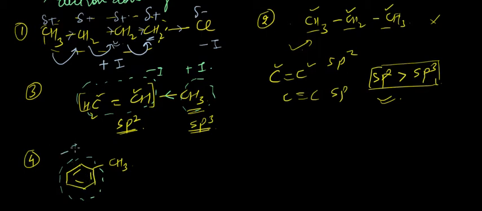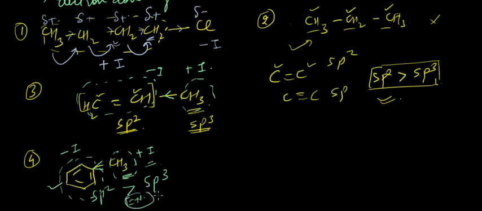So this ring will have a minus I effect and this group would have a plus I effect. So the slight movement of electrons would be towards this phenyl ring, and that shift would be coming from the CH3 group, which in turn has a plus I effect. Why? Because these carbons are sp2 hybridized and this carbon is sp3 hybridized, and the electronegativity of sp2 is greater than the electronegativity of sp3, where EN means electronegativity.